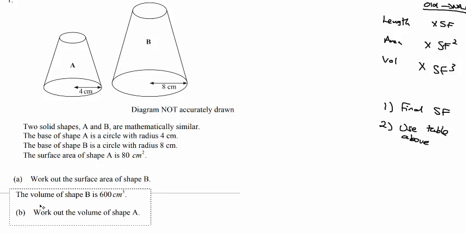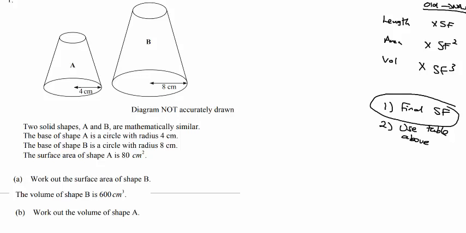Remember, by the way, area is the same as surface area. It's a 2D shape. So here's the deal. The first thing we want to do is find the scale factor. Because these are mathematically similar, all you're looking for is a side. So you know that the scale factor here is 2. Excellent stuff.